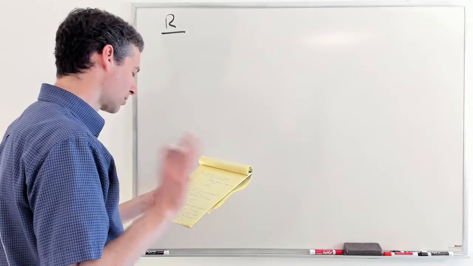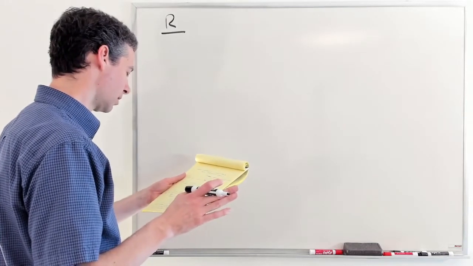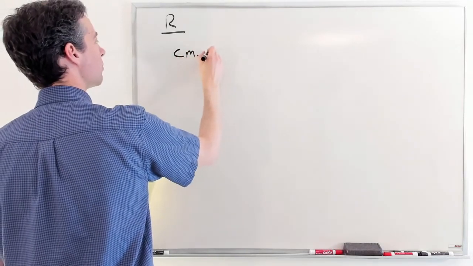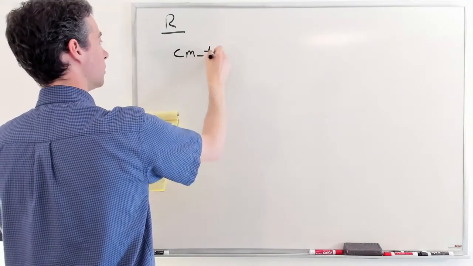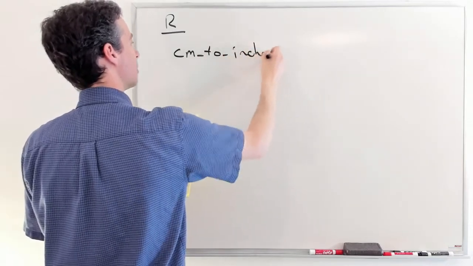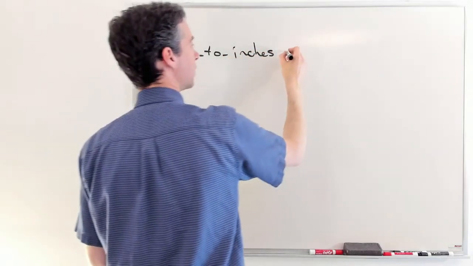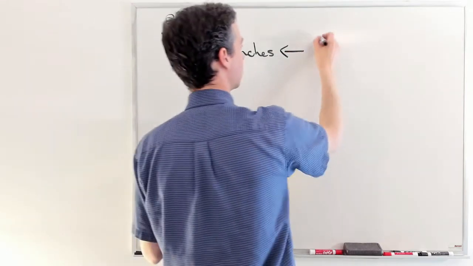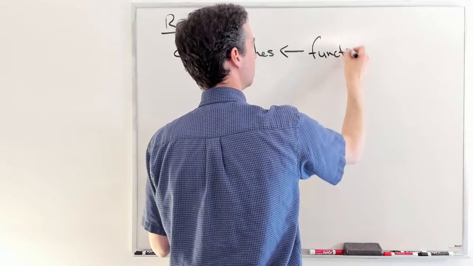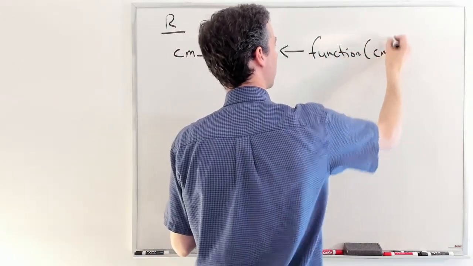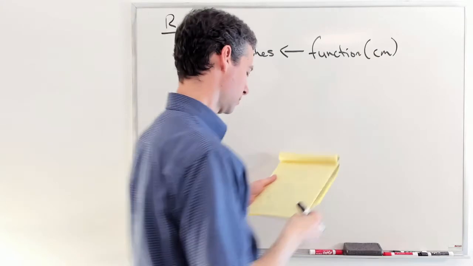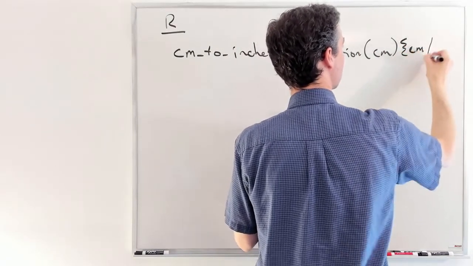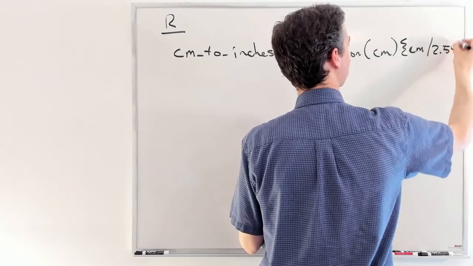All right, so you can do this in R. And this is kind of neat. So we do centimeter underscore to inches. So here, let's say I want to write myself a function. I can assign to it, and I write function, and the function will take in one argument, and I can do centimeter divide by 2.54.